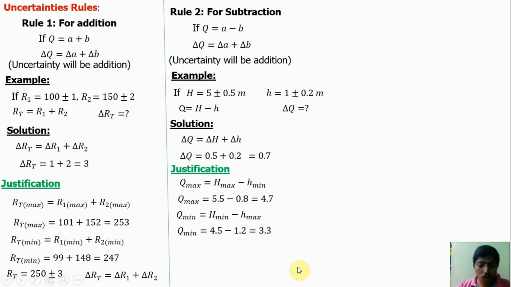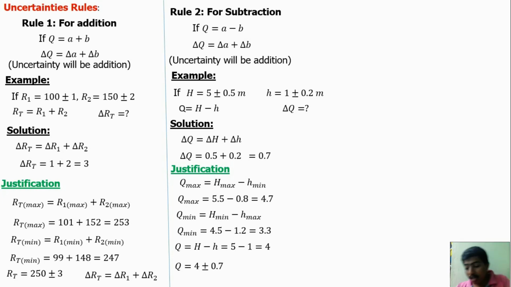Here Q is equal to capital H minus small h, so we will get 4. So we may write Q is equal to 4 plus or minus 0.7. Q will be maximum when 4 plus 0.7, 4.7. Q will be minimum when 4 minus 0.7, 3.3. So uncertainties of this term Q is equal to 0.7. So if you add these uncertainties for subtraction term, you will get the uncertainties. So rule 2, for subtraction terms, uncertainties should be added.